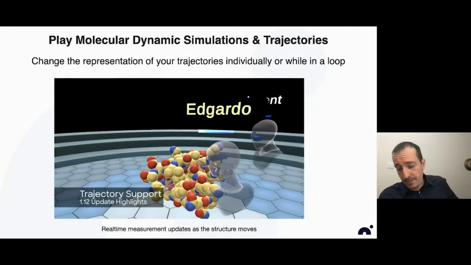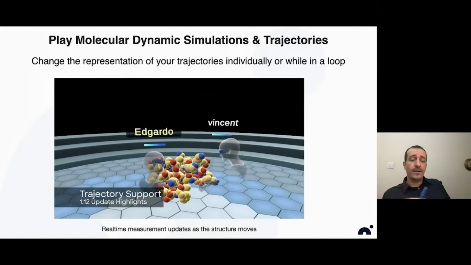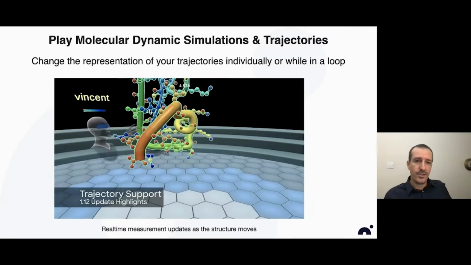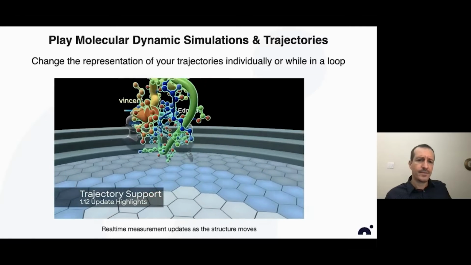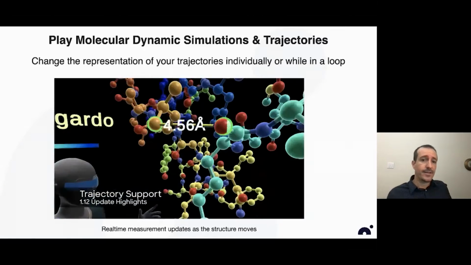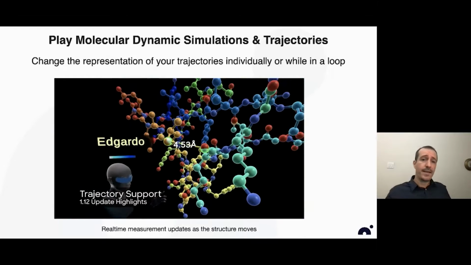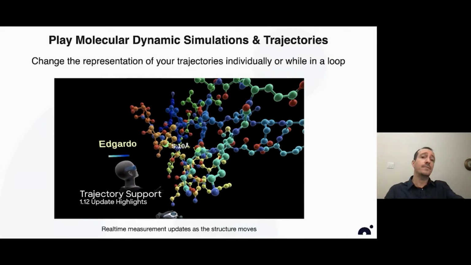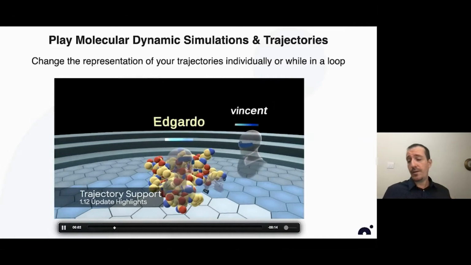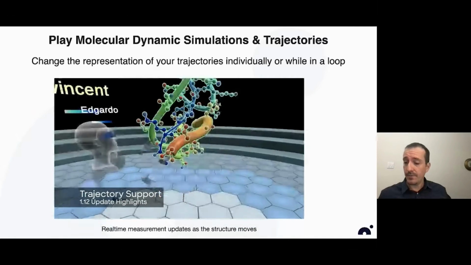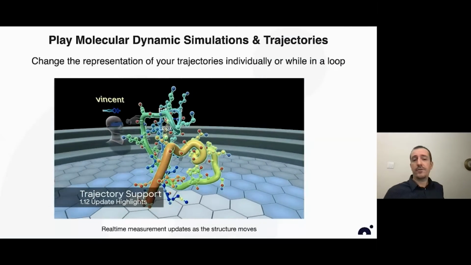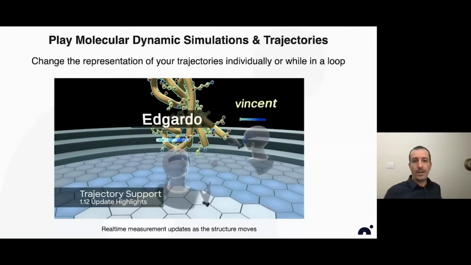And for computational chemists, it's really great to also play trajectories of molecular dynamics simulations. You could play such trajectories within Nanome. And as you can see here, the measurement that you can make between two atoms actually updates in real time as you play the trajectory. That's something that can be useful, for example, for understanding cryptic pockets and in other use cases as well.